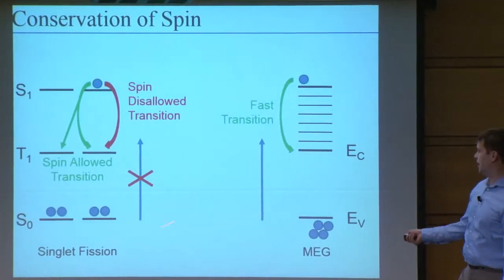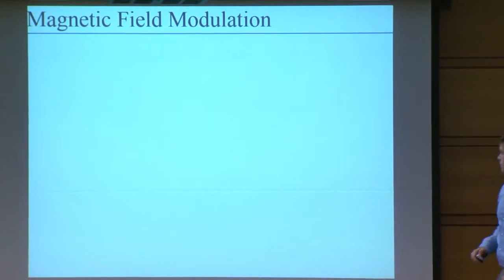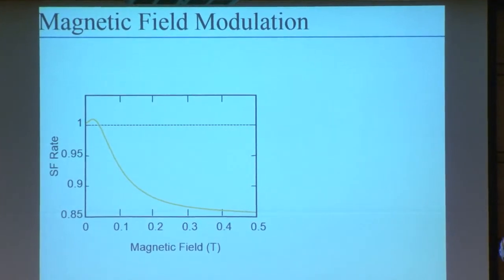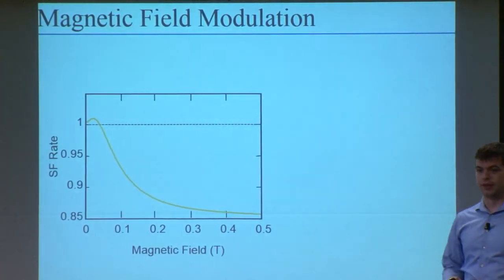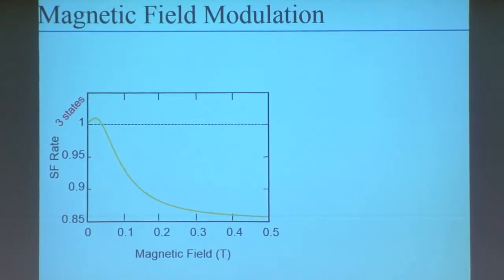So we need to make sure to make up this absorption somewhere else in the device. The last part of useful things that singlet fission will do is that the rate of singlet fission will actually modulate with an applied magnetic field. And the reason for this is fairly straightforward. It's just a density of states argument.